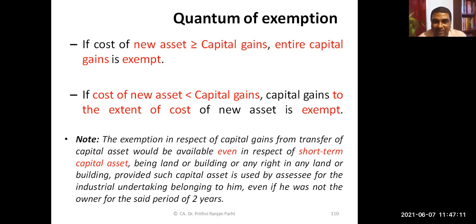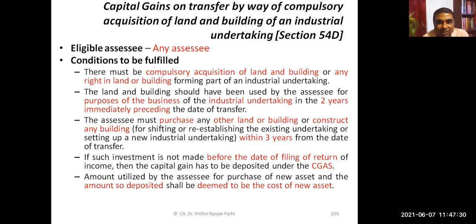Okay. And this exemption from transfer of capital asset would be available even in respect of a short-term capital asset, being land and building. So it is also allowed for short-term capital assets. Because the condition here is that the asset must be used for 2 years, but not necessarily in the capacity of an owner. If it is used for an industrial undertaking and ownership-wise is a short-term capital asset, still one can avail this benefit.